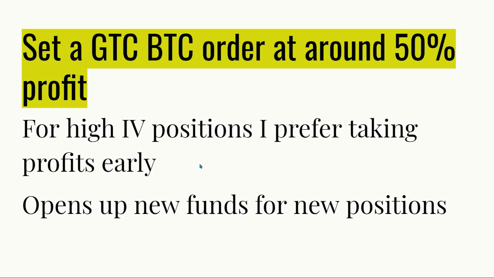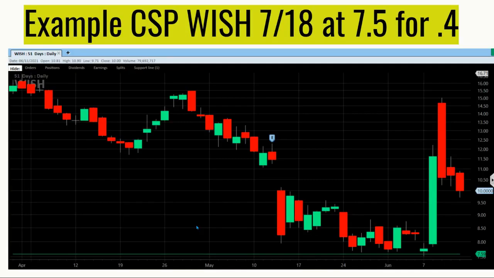For the high volatility positions, I prefer taking profits early. In many cases, the premiums will dip quite a bit, and then you can take your 50% right away. Then it opens up new funds for new positions. And then just rinse, repeat. Keep doing that over and over. Essentially, don't let the bettor in your casino possibly know an advantage, take his money right away, and find a new bettor that doesn't necessarily know what they're doing as much.